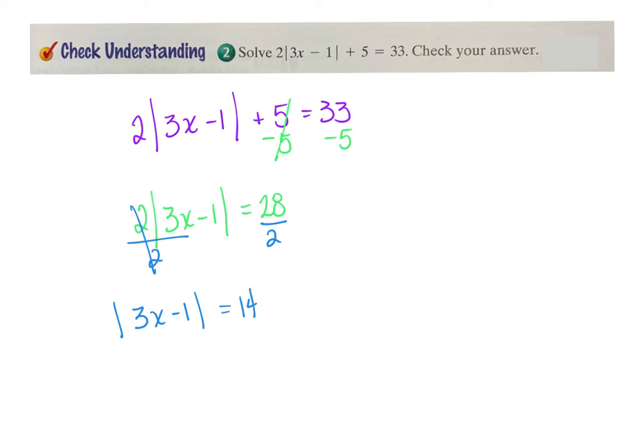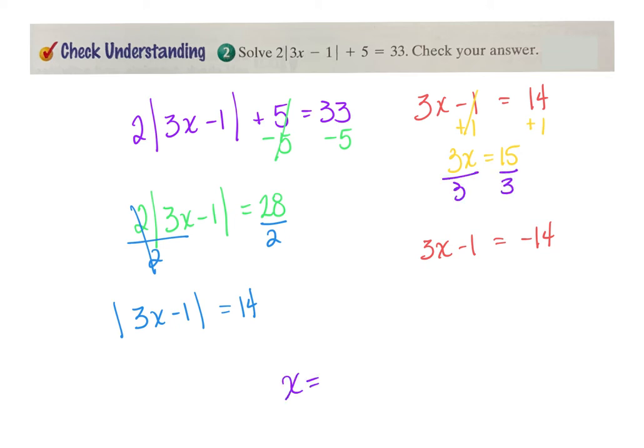Now we are ready to set up the two equations. What's inside, 3x minus 1, can equal 14. What's inside can also equal negative 14. And then we are going to solve these. Add 1 to both sides. 3x equals 15. Divide by 3. One of my answers is x equals 5.